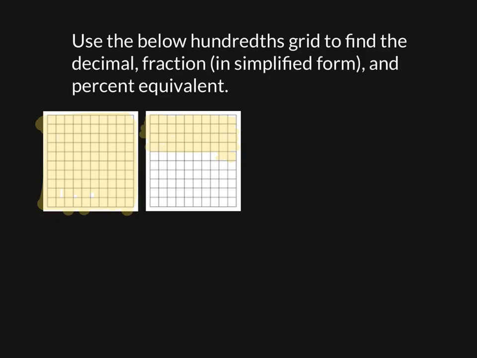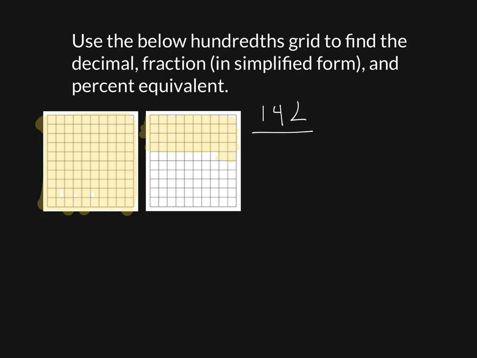Okay, we got a different grid this time, and you will notice that I've got one grid that's completely filled in, and then I've got some other squares over here. But it's still the same idea. What I'm trying to do is figure out what the decimal, fraction, and percent equivalents are. So let's start off by doing the count. I know that over here I'm going to have 100 squares filled in, and then 10, 20, 30, 40, 41, 42.